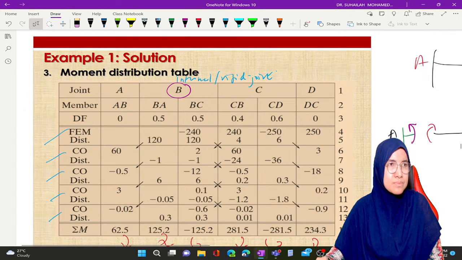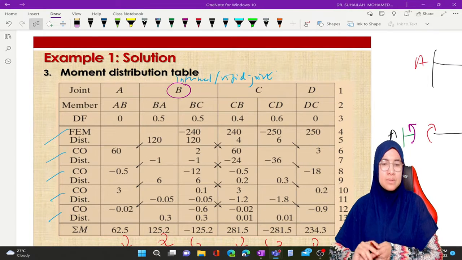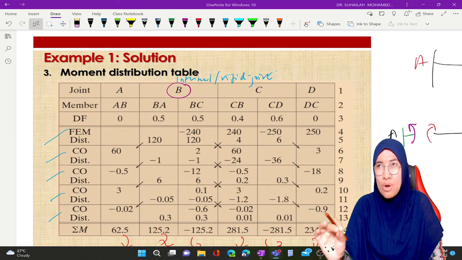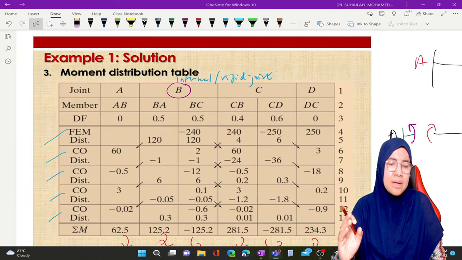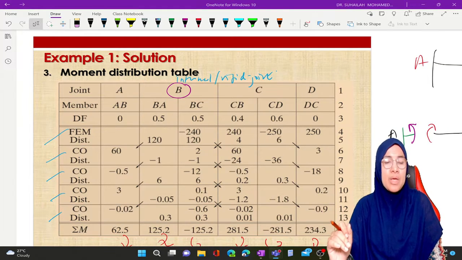So in the table we must list all the member ends, because one member has 2 ends. So 3 members, we have 6 ends. So we have AB, BA, BC, CB, CD and DC. These 6 represent the number of member end moments that we need to calculate at the end of this table analysis. Due to that, we have to have 6 distribution factors as well.